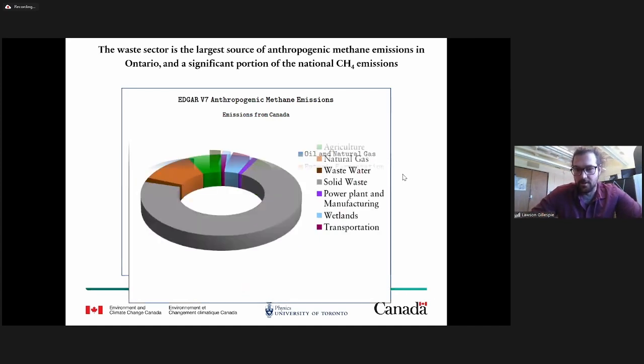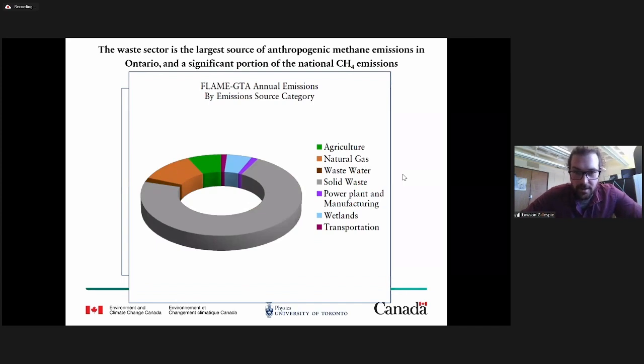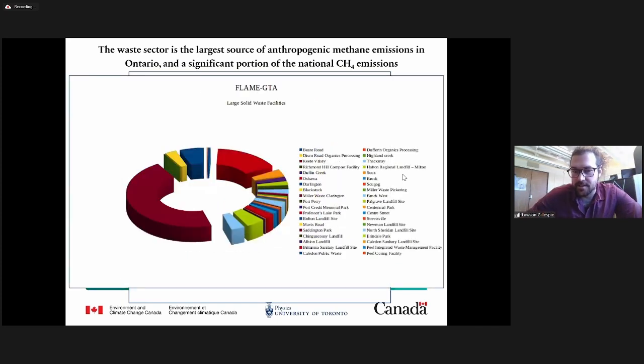But zooming into the Greater Toronto Area, and I apologize for switching colors on you here, solid waste, according to our FLAME GTA inventory, makes up the vast majority of emissions, more than two-thirds, less than three-quarters, within the city. And if we were to look at the particular large facilities in the inventory, we see that the plurality of emissions can be allocated to just one site. It's this Keele Valley landfill, which was closed in 2008. At the time, it was the largest landfill in the country. And the majority can be allocated to two facilities, Keele Valley and Britannia, which are two of the largest landfills in the GTA.